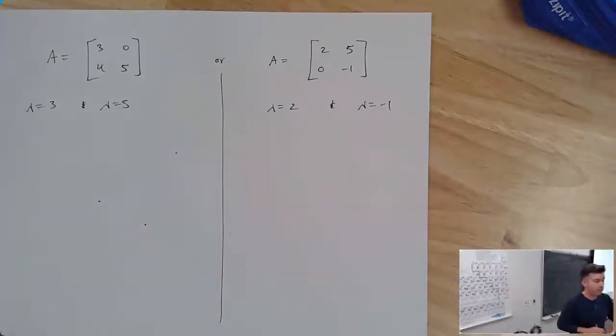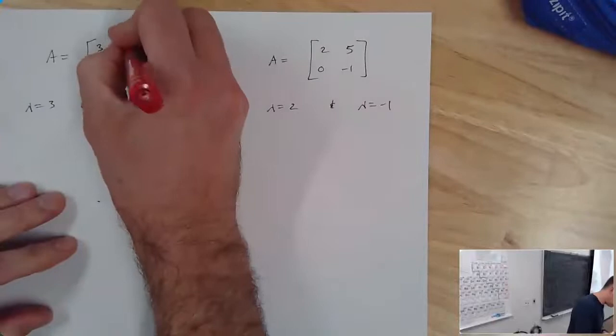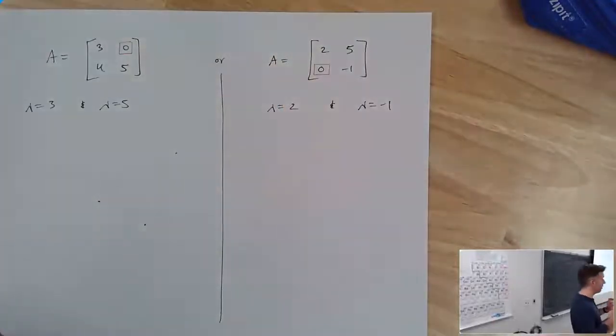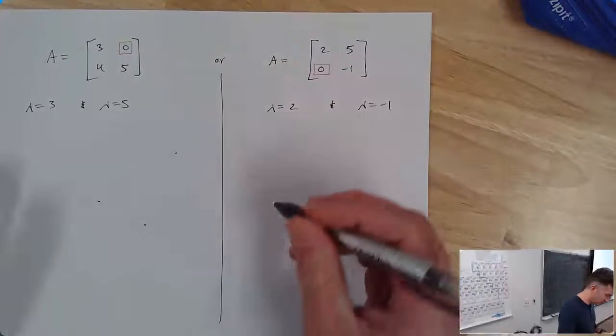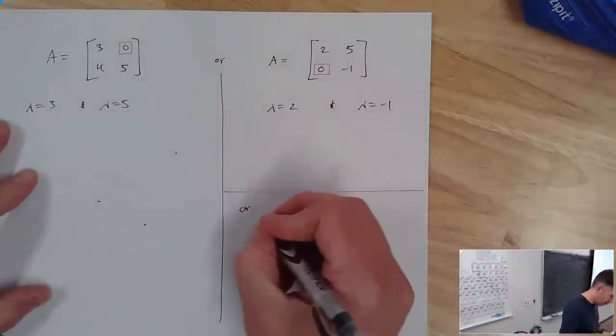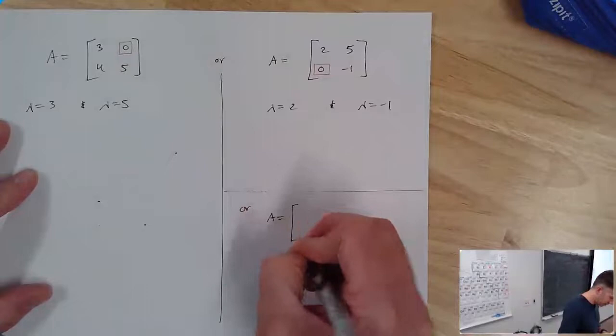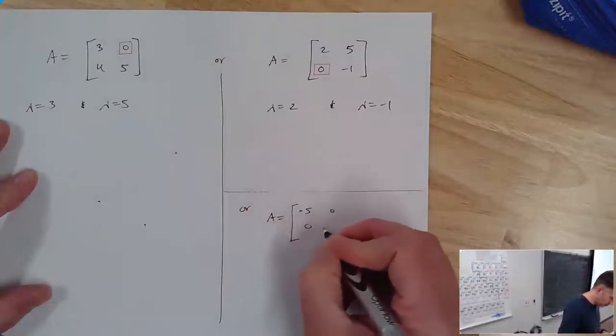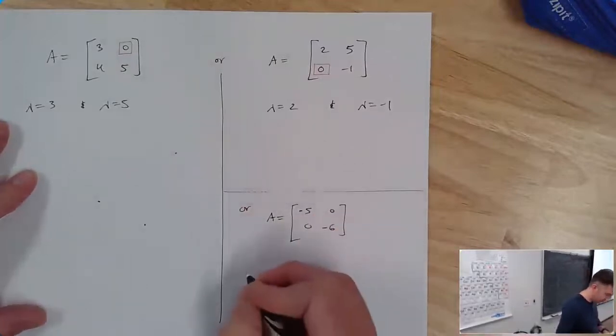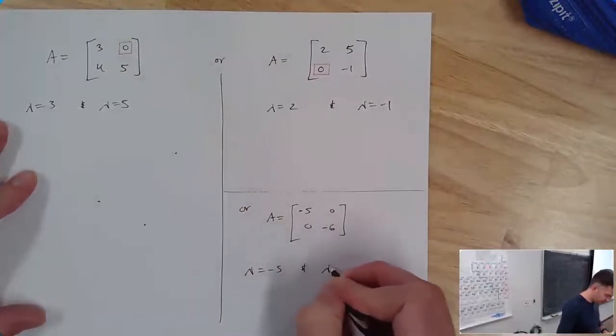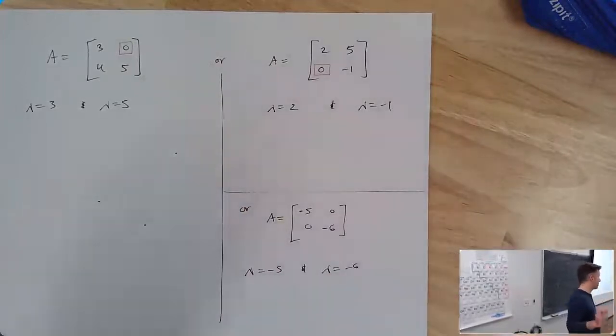Would this apply if the 0 was in the 2 or the -1 or the 5? No, the 0 has to be in the upper right-hand corner or in the lower left-hand corner, or in both. So I should also point out, you could also have a purely diagonal matrix where you had something like -5, 0, 0, -6. And here your eigenvalues would be -5 and -6. And you'd have a sink or a stable node. But yes, it's only true if you have a 0 in the upper right-hand or lower left-hand corner.